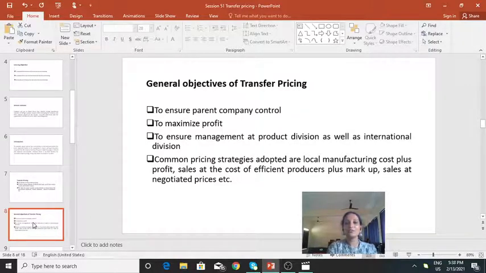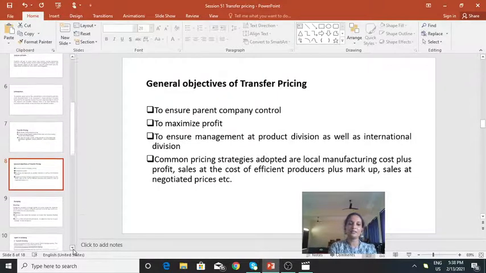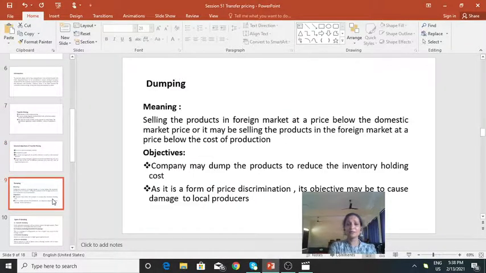The next objective is to maximize profit. Next is to ensure management at the product division as well as the international division. Then, the common pricing strategies adopted are local manufacturing cost plus profit, sales at the cost of efficient producers plus markup, sales at negotiated prices, etc. Those are the mechanisms usually followed under transfer pricing.